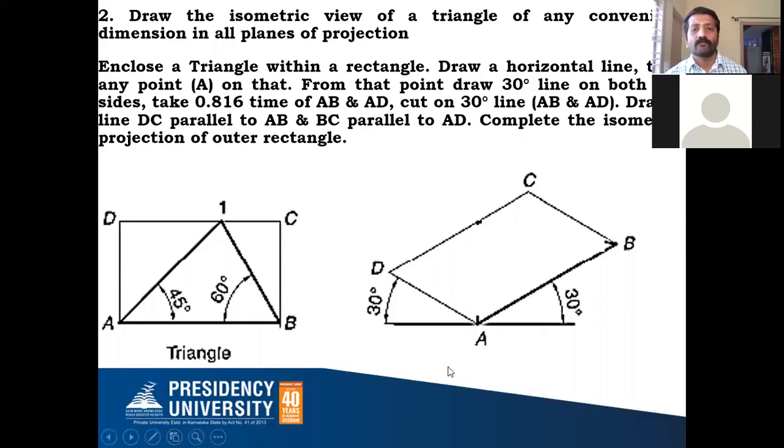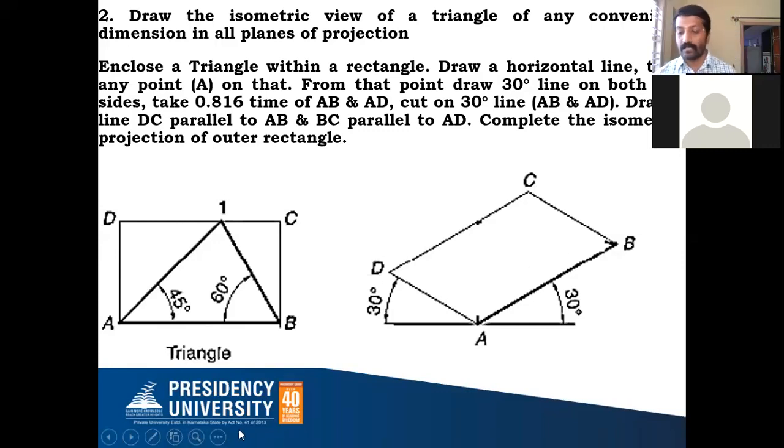As usual, draw a horizontal line. Take any point on it and call it point A, as I have named it there, and draw a 30-degree line on either side of point A, to some length. Then take the A to B distance and convert it into isometric scale. With A as the center, cut it on the right side 30-degree line. Similarly, take the A to D distance, convert it into isometric scale, and from point A cut it on the left side 30-degree line. You call that D. So AD and AB are ready.